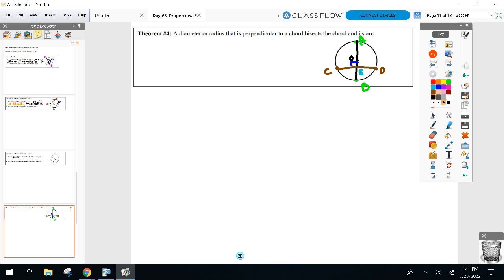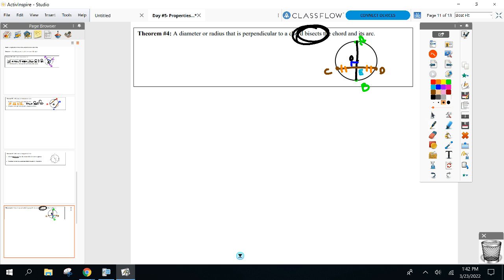All right, here you go. Here's the theorem. This is huge. If I have a diameter perpendicular to a chord, the chord gets, remember that word, bisected. Name 2 segments that are congruent now. CE congruent to ED. There you go. The diameter doesn't get bisected, it's the chord that gets bisected. So if I have a diameter perpendicular to a chord, the chord gets bisected.